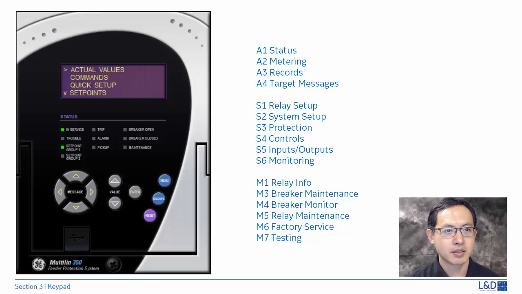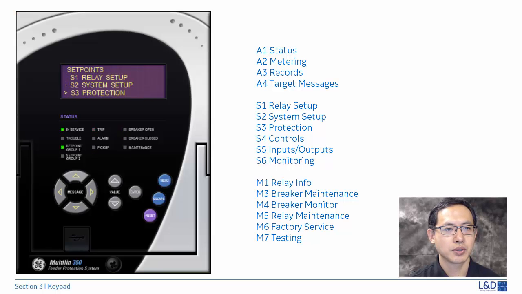The next part is the set points. We're going to use the message down arrow key to select set points and press enter. And in this set point, we see we have S1 relay setup, S2 system setup, S3 protection, and S4 controls, S5 inputs outputs, S6 monitoring.